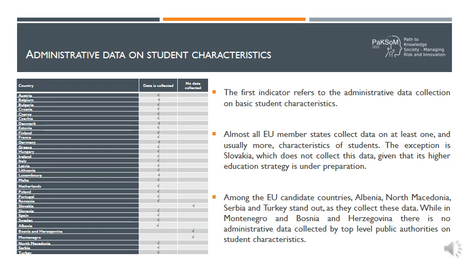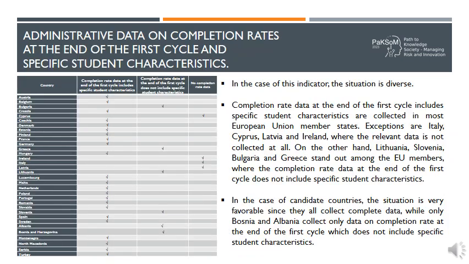We can see that almost all EU member states collect data on at least one and usually more characteristics of students. The exception is Slovakia, in which public authorities don't collect this data, given that its higher education strategy is under preparation. Among the EU candidate countries, Albania, North Macedonia, Serbia, and Turkey stand out as they collected this data, while in Montenegro and Bosnia and Herzegovina there is no administrative data collection by top-level public authorities on these student characteristics.